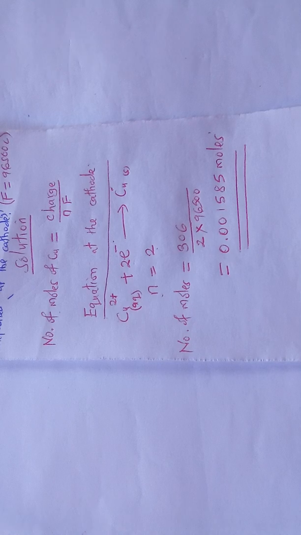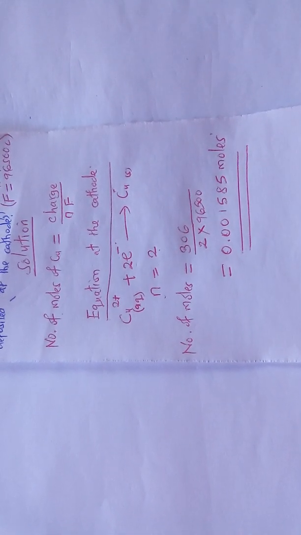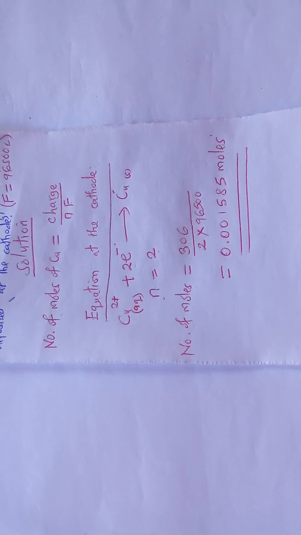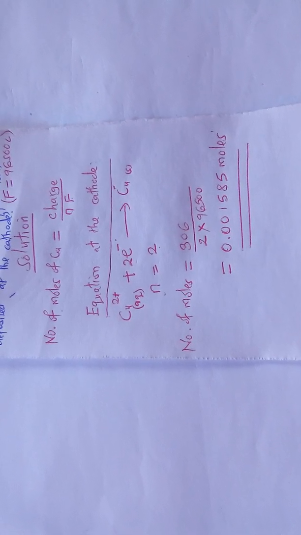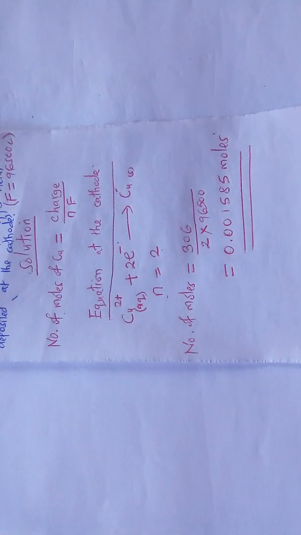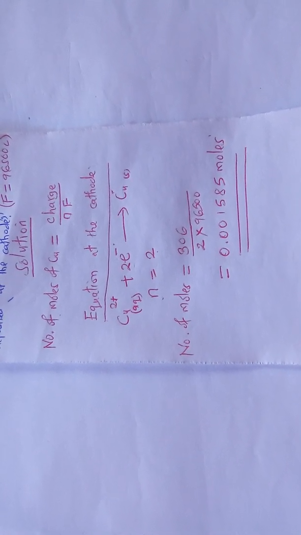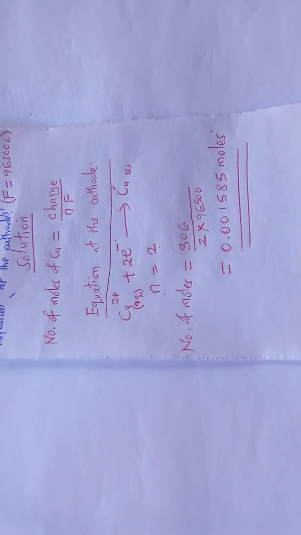So you will have gotten the number of moles of copper deposited at the cathode, which is what the question requires you to get. Just follow the comments and the key areas I've quoted so that you can understand the questions under stoichiometry of Faraday.